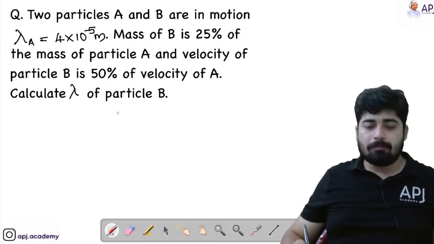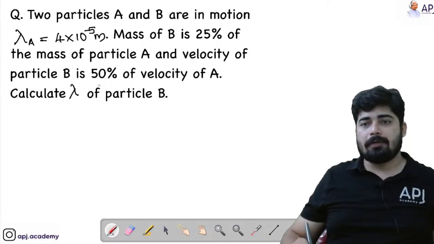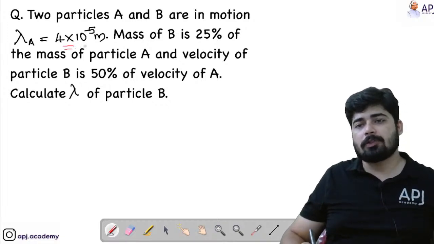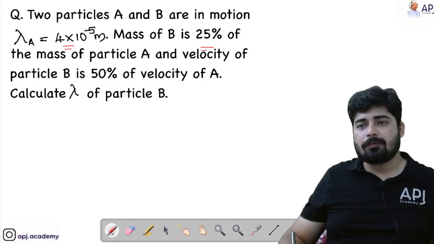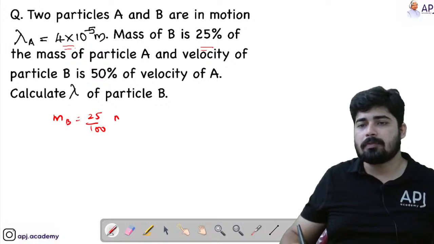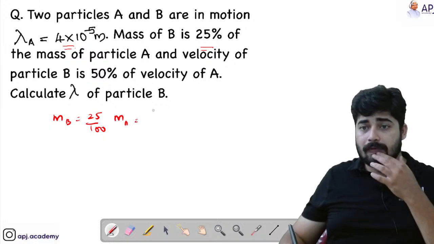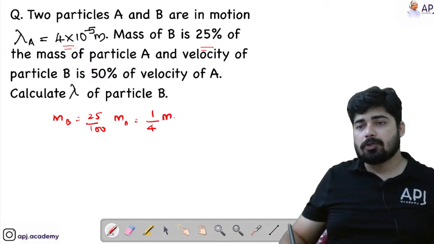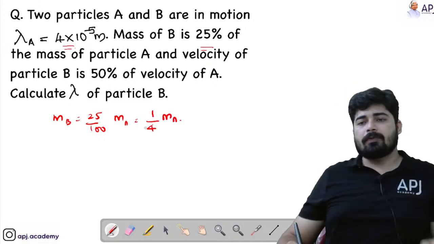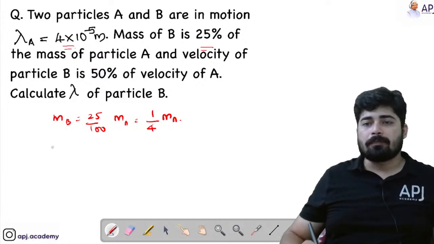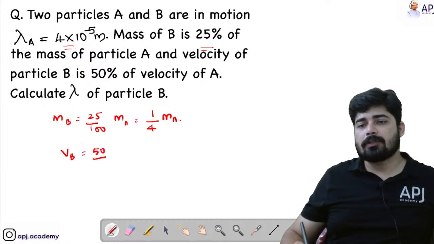Now we'll move on to the next question. See, two particles A and B are in motion. The wavelength of A, λA, is given, and the mass of B is 25% of the mass of particle A. So mass of B is equal to 25 by 100 into mass of A, and 25 by 100 is 1 by 4. So mass of B is equal to MA by 4. Similarly, the velocity of B is 50% of A, that is VA by 2. Okay, right.